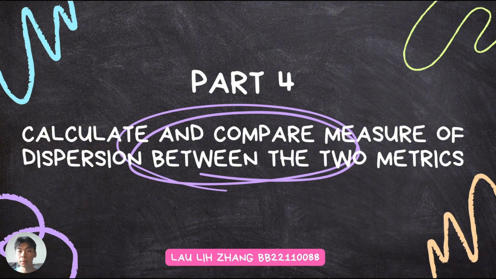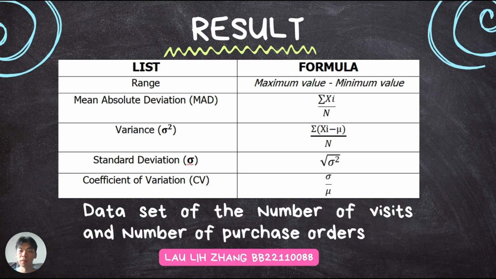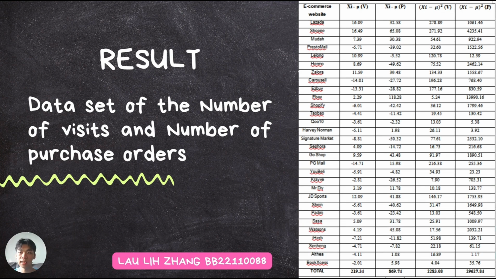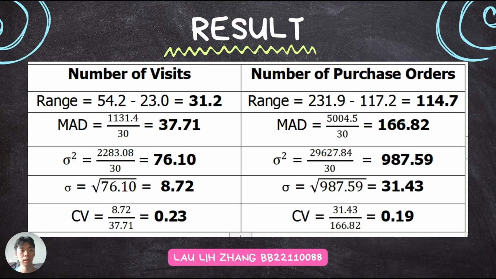So next, I'm going to present part 4, which is to calculate and compare measures of separation between the two metrics. So here is the formula that we will use in part 4. And this is the data set of the number of visits and number of purchase orders of a total of 30 e-commerce websites. Next, this is the calculation for X minus mean and X minus mean squared that we will use later. Last, this is the overall result.